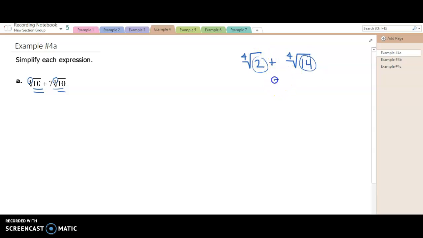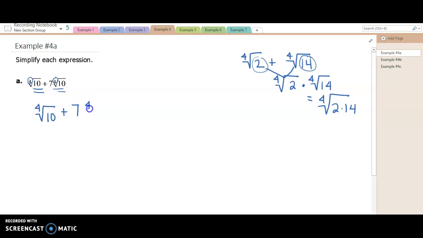Okay, however, that's very different than if we were multiplying, right? Because this would just be the fourth root of 2 times 14. Okay, but when we add or subtract, these have to be the same in order to put them together. So this one's really not that bad. So we have fourth root of 10 plus 7 times the fourth root of 10. Okay, so think if this fourth root of 10 had a coefficient in front of it, it'd be a 1. So 1 fourth root of 10 plus 7 fourth root of 10, guys, is just 8 fourth root of 10.